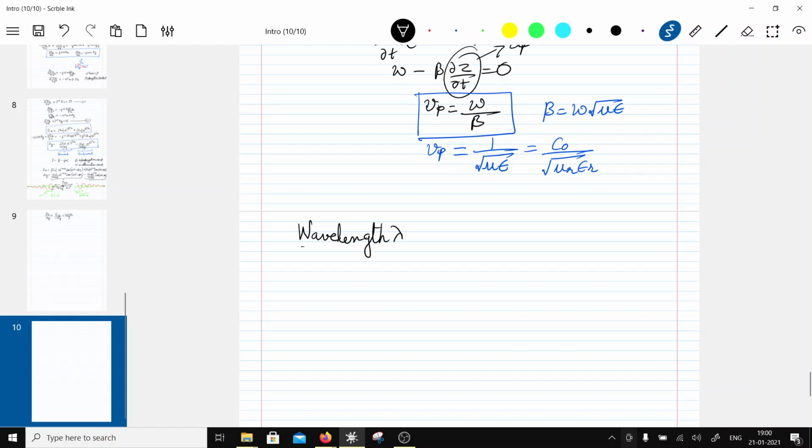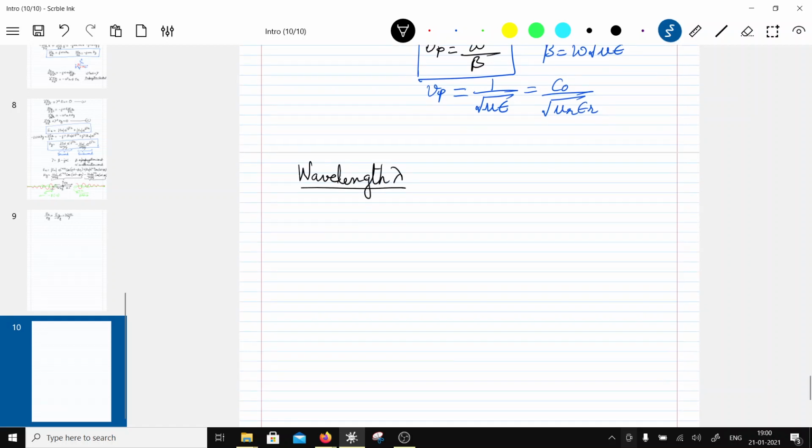Wavelength lambda. So the two nearest points which are in the same state of oscillation, right? They are going to be apart by 2 pi, right? So if I was to do omega t minus beta z, minus omega t minus beta times z plus lambda, that should differ by 2 pi, right? That should delay by minus 2 pi, right? So that would result in beta lambda equal to, is it right?